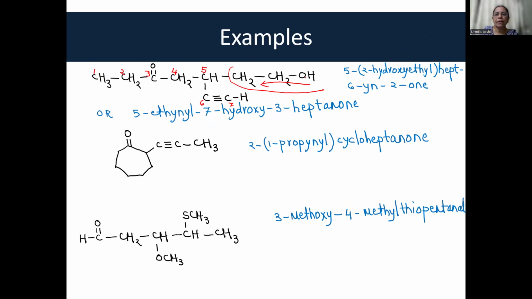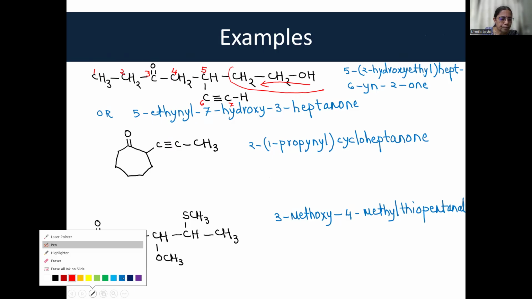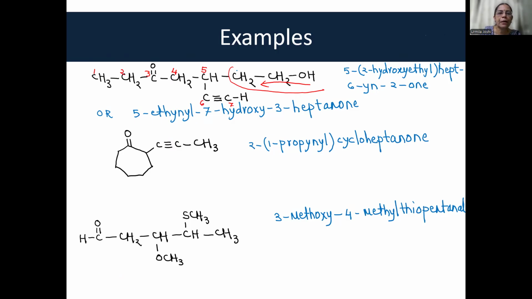Now, how to name this substituent? It is starting with hydroxy ethyl. Now, you will have to specify at which position hydroxy is there. So, it is 2-hydroxy ethyl. Okay, because when you start numbering this substituent, this gets number 1 because this is nearest to the parent chain. This gets 2. So it is 2-hydroxy and then ethyl. Hept-6-yn-2-one. Okay, this is 6-yn-2-one.